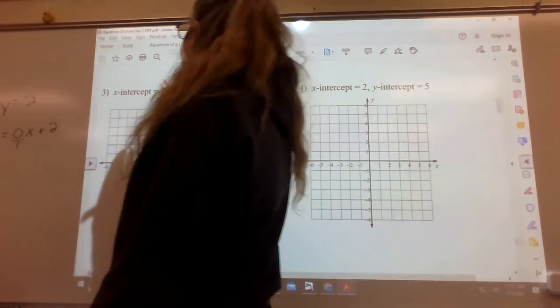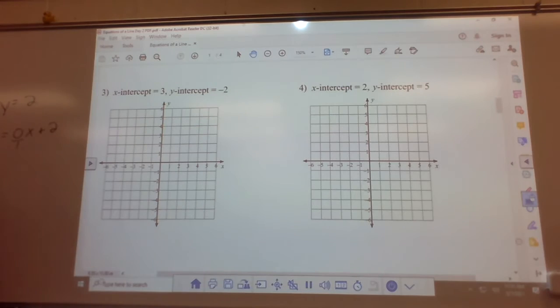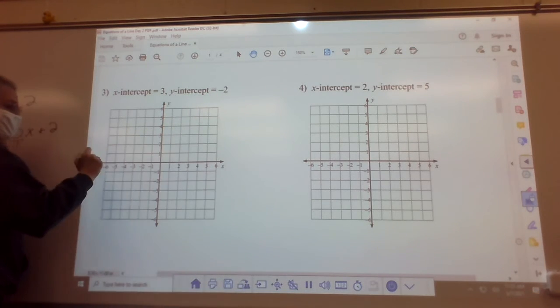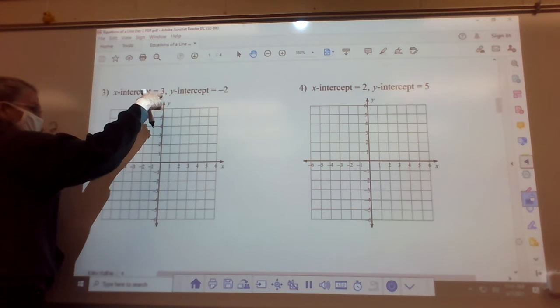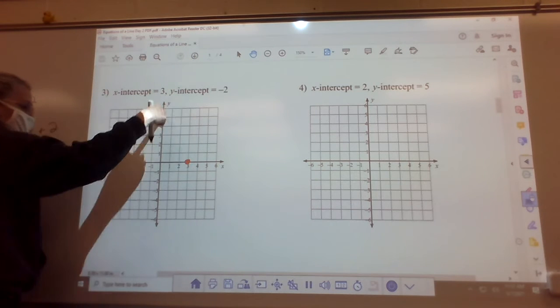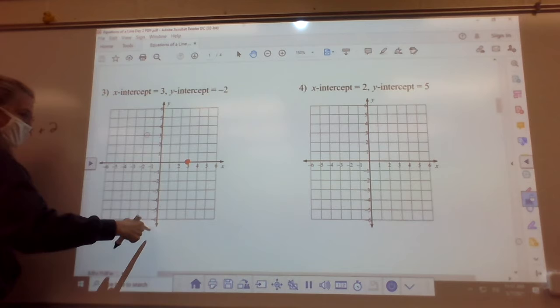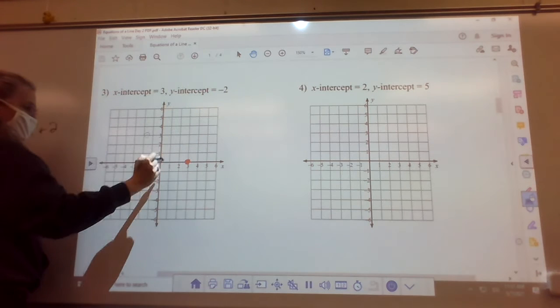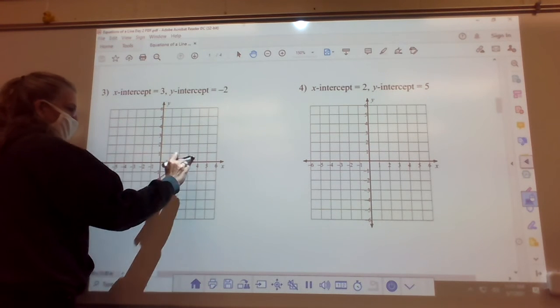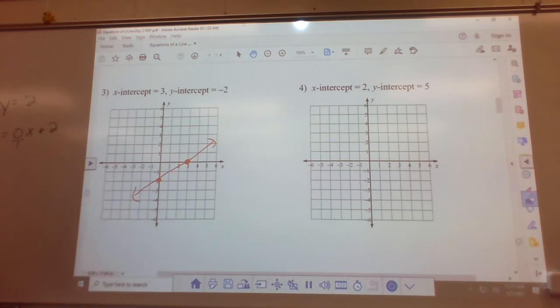I have an x-intercept, I have a y-intercept. X-intercept means that's where it crosses the x line. So it's going to cross the x line at 3. So put a point at 3. Y-intercept is where it crosses the y line. It crosses the y line at negative 2, so put a point at negative 2. That's it. Connect. So it's the easiest of the bunch. Put a point on the x-intercept, put a point on the y-intercept.